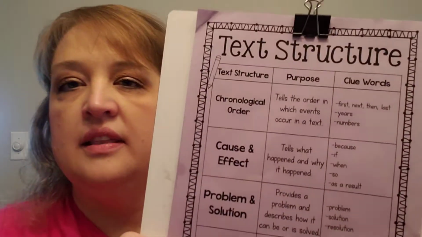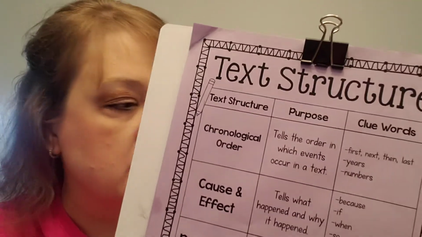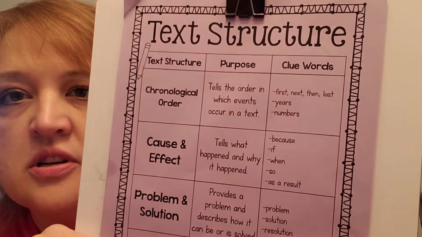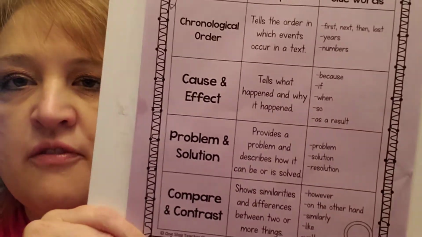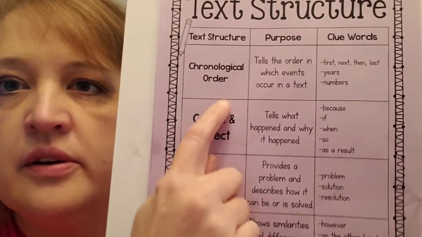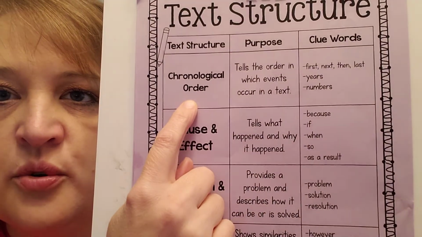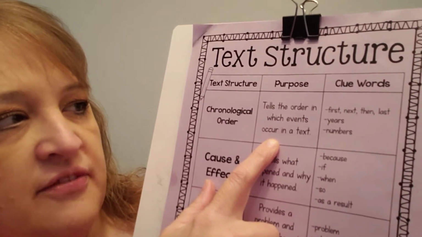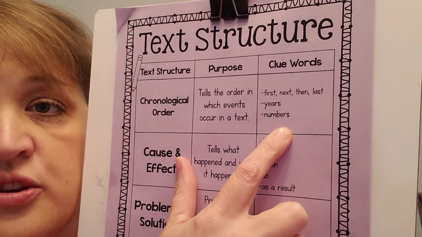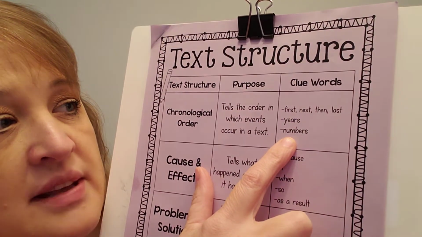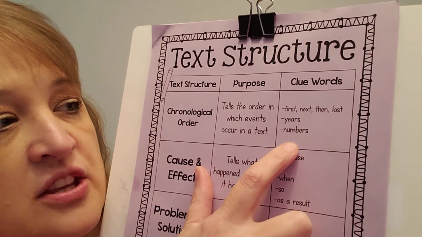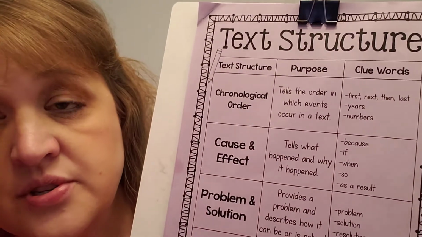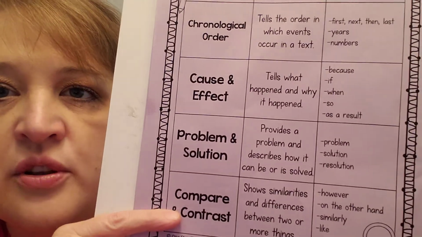All right, guys, we are going to be looking at our last section of text structure. So get your text structure packet out and let's do a quick review of all four of the text structures that we've talked about. So the first one is chronological order, that's time order. So the purpose is to tell an order in which events occurred. Some things that you can find in the writing, you might see first, next, then last. You might see years, you might see numbers. Okay, all of those are going to be chronological order.